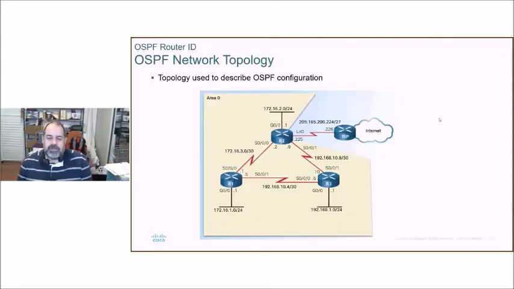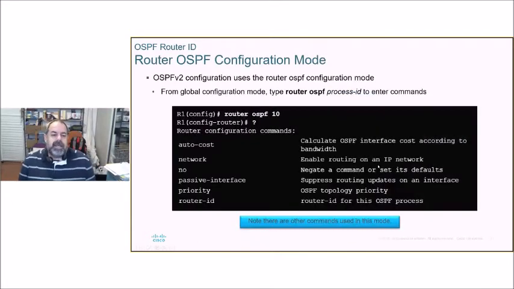Okay, single area OSPF version 2. Now we're going to use this topology in the slides here, and so we've got 3 routers connected in a loop, and each router has a LAN hanging off of it, and router 2 has a connection to the internet. So how do we configure it?